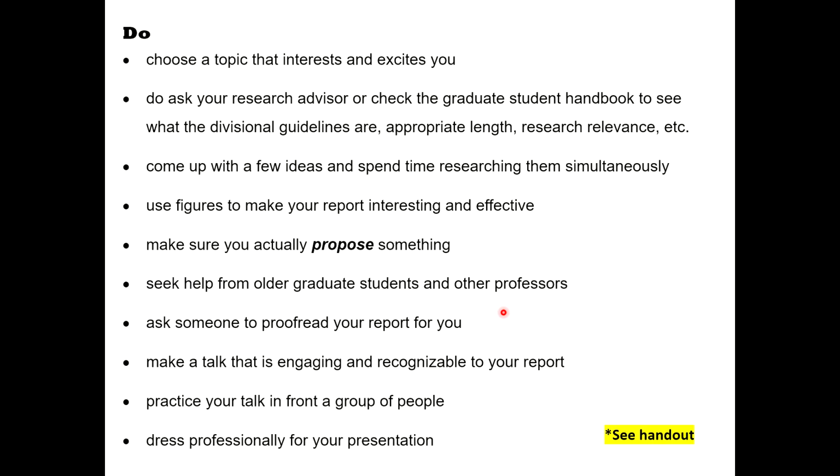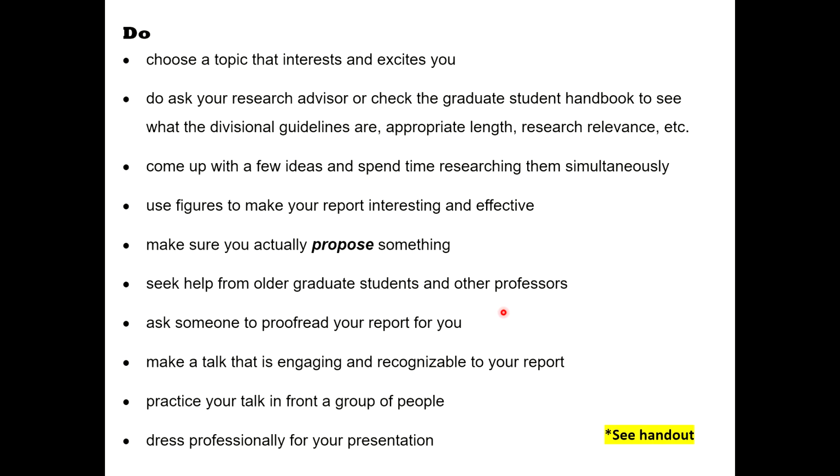Definitely put figures in your report. Nobody wants to read a report that's just words. In fact, I'm pretty sure no one's going to read a report that's just words. So make sure that you use figures appropriately, but also make sure that if there are figures that you have used from an article, that you reference that article.